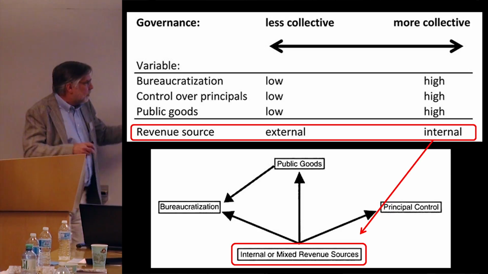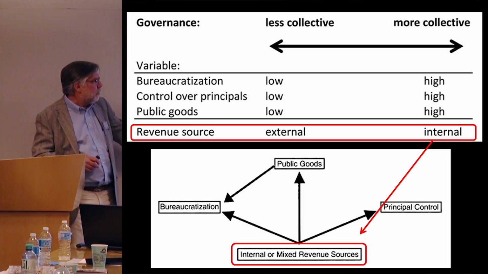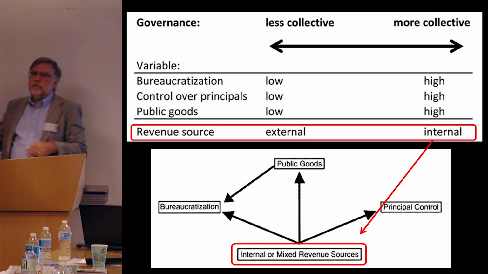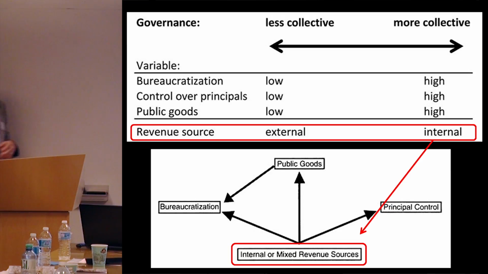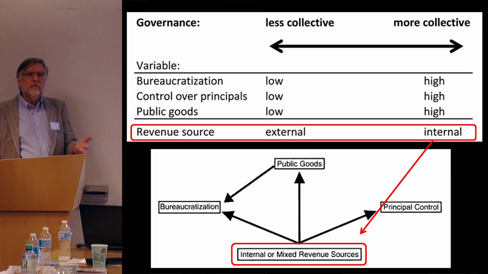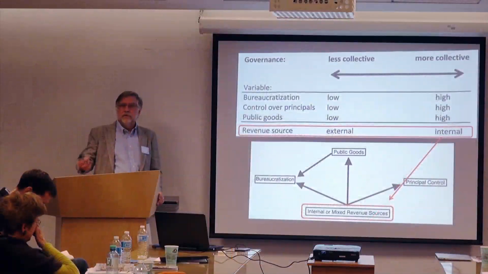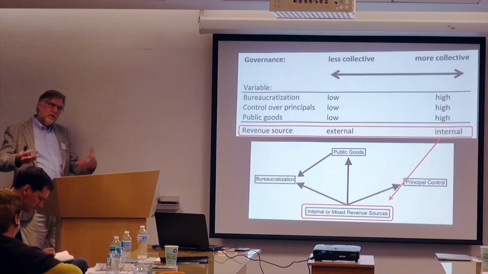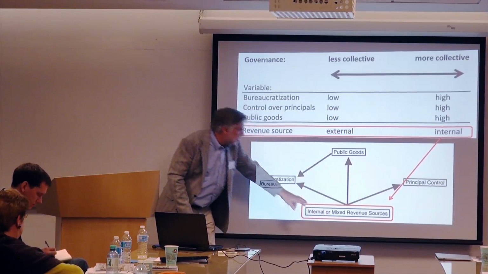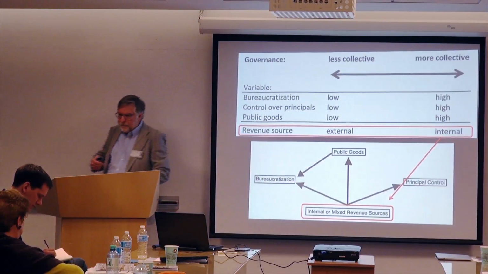Their basic social theory is that the revenue source determines the level of collective government. Basically, if you have external revenue, if the ruler gets his revenue from private estates or taxing trade or something, then he doesn't have to provide services or do anything for his local subjects. He can treat them very badly. But if most of the revenue comes from taxing your subjects, then you have to treat them well. You have to give them public services, give them some say, and develop a bureaucracy. So they have a causal model: internal or mixed revenue sources lead to bureaucratization, public goods, and control of principals.